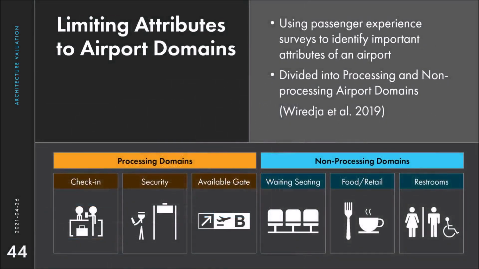To narrow down what attributes are important to people in an airport, I use the concept of airport domains. These are features in a terminal that people care about the most, indicated by passenger experience surveys. These are organized into processing and non-processing domains, 6 of which I've selected to be related to architecture, 3 processing: check-in, security, gate availability, and 3 non-processing: waiting area comfort, availability of food, retail, and washrooms.